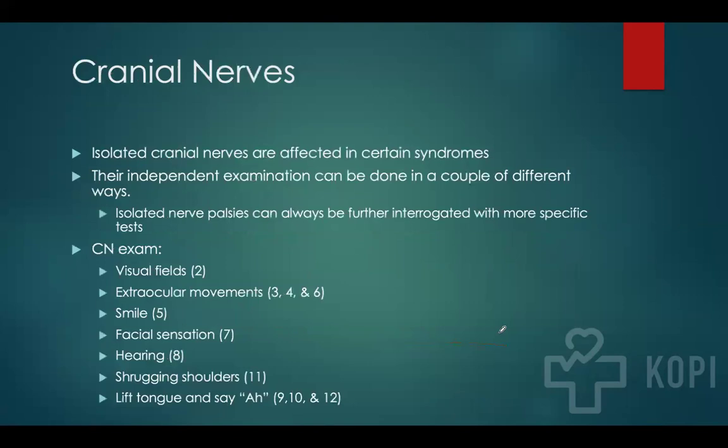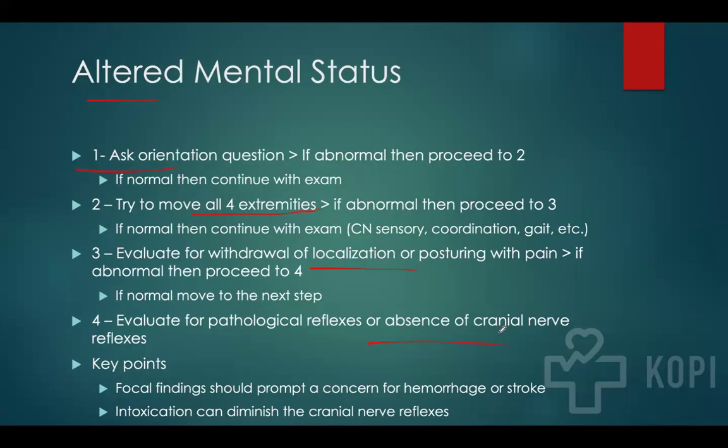So kind of a four step by step thing. First you ask the orientation, then you try to evaluate for any focal deficits by asking them to move all four extremities. You see if they're localizing, you see if they're posturing, and if they're not doing any of that, then you want to see if they have cranial nerve reflexes.